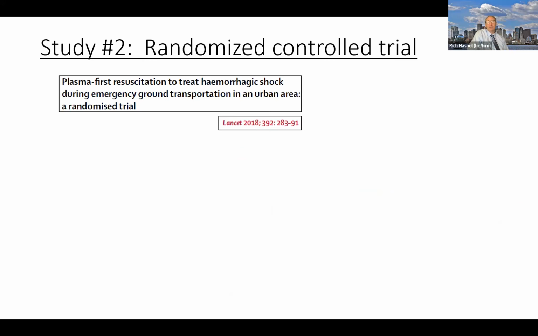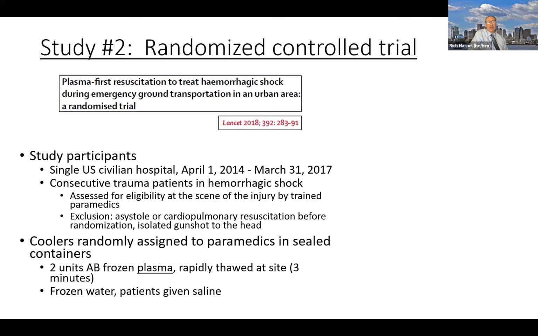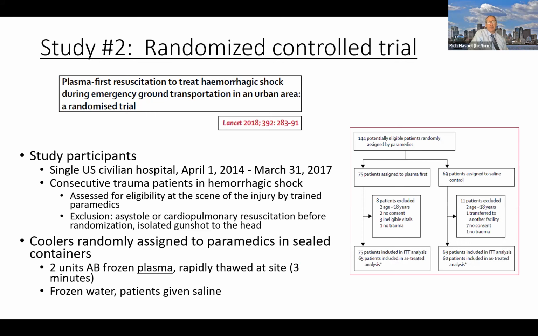Okay, the second study is a randomized controlled trial. This was in an urban setting where they randomized patients to get plasma at the scene, through an ambulance, patients in hemorrhagic shock. So they gave the paramedics a cooler. And when they opened the cooler, it either had plasma or frozen water. And if they saw the frozen water, they'd give the patient saline. If they saw the plasma, they would give the plasma.